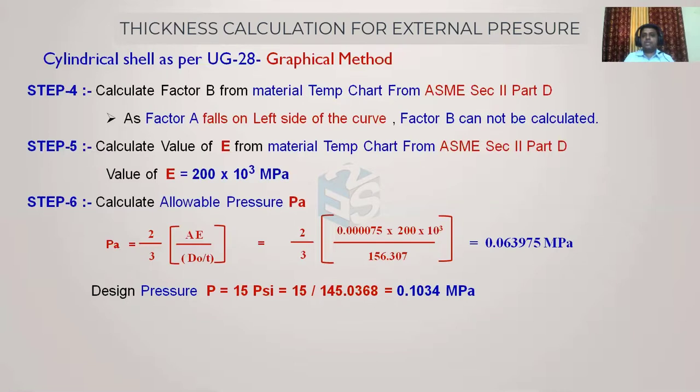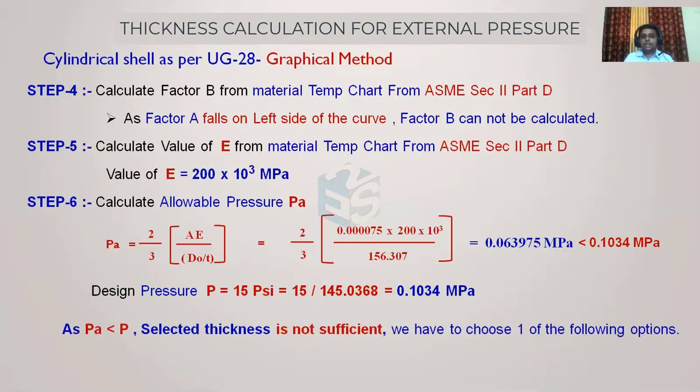So our requirement is 0.1034, and what we have found out is 0.06. So our 0.06 is less than 0.1034, and the selected thickness is not sufficient to sustain this full vacuum condition. Then we can say PA is less than P, the selected thickness is not sufficient. We have to choose one of the following options. So what are the options available to us?